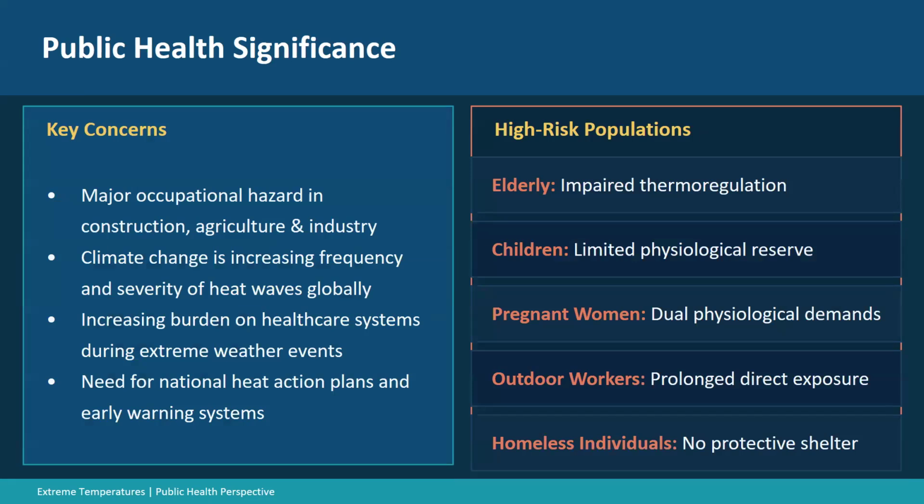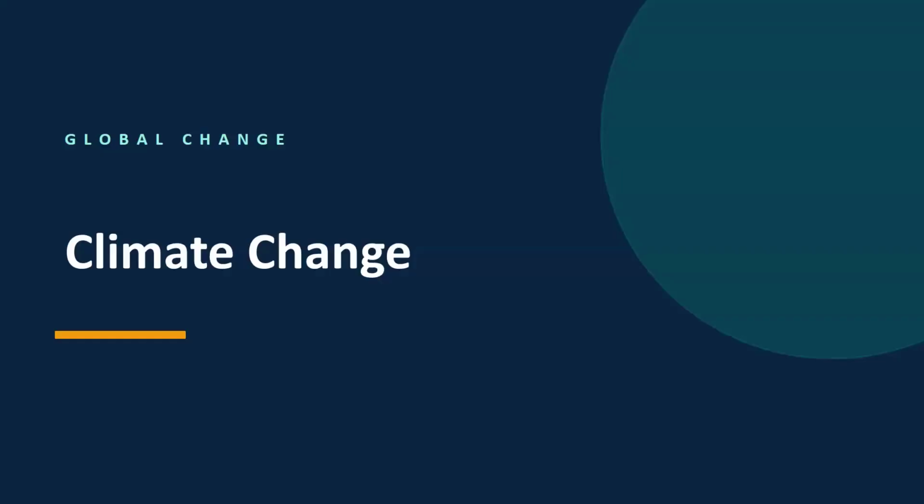The public health significance: we have some key concerns. Major occupational hazards in construction, agriculture, and industry occur due to the air temperature. Climate change is increasing the frequency and severity of heat waves globally, increasing burden on healthcare systems during extreme weather events, with need for national heat action plans and early warning systems. And we have already recognized the high risk groups. We have to focus on their care more promptly.